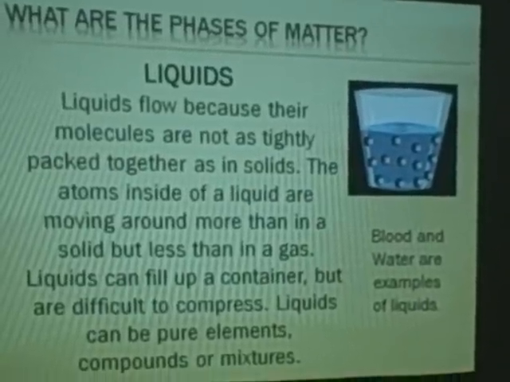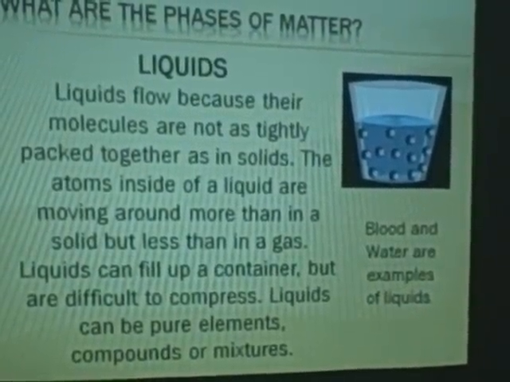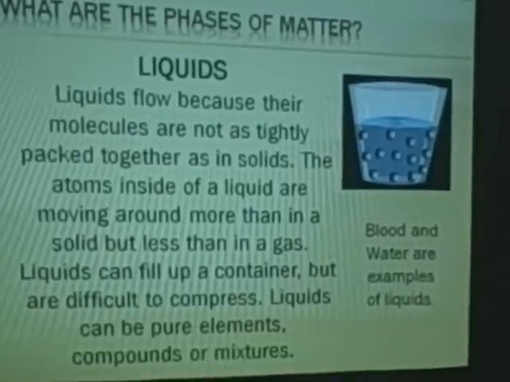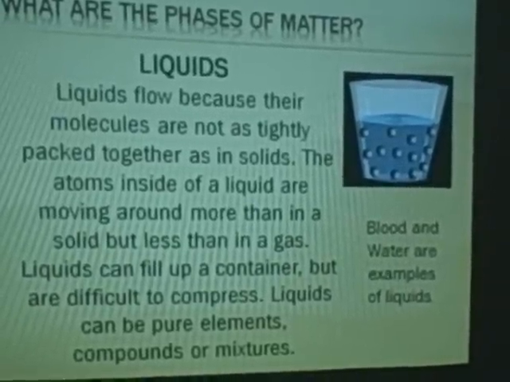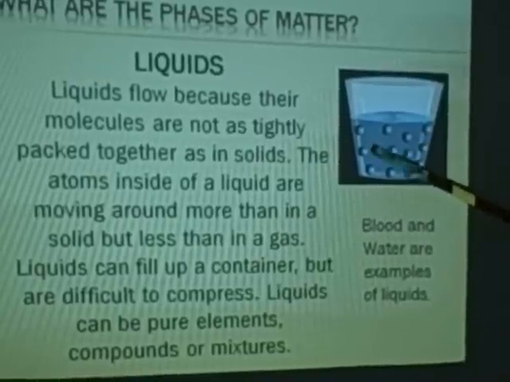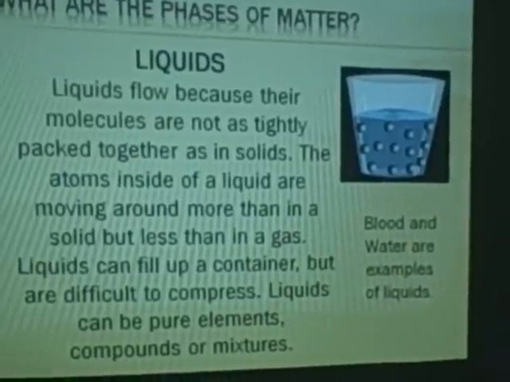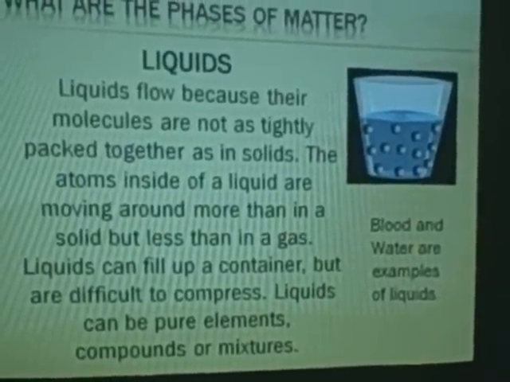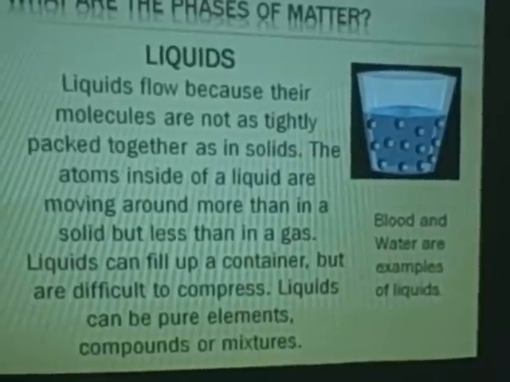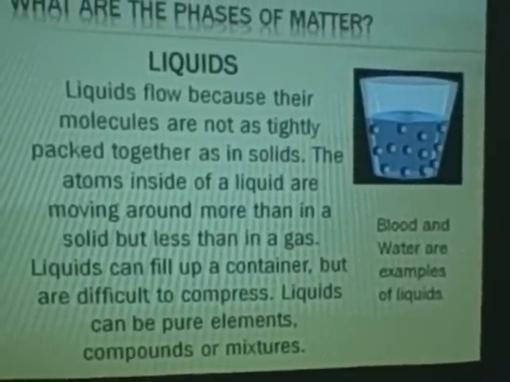Liquids flow more because their molecules are not as tightly packed together as in solids. They move around more, but a lot less than molecules in a gas. Blood and water are examples of liquids. You can see they have more space to move around. Liquids can fill up a container, but they're very difficult to compress. Liquids can also be found as pure elements, compounds, or mixtures.